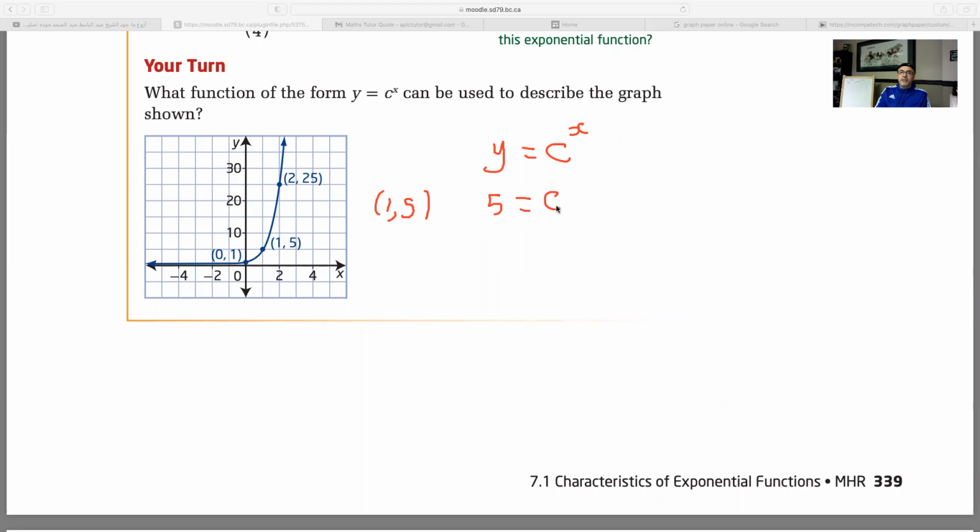equals C to the 1. Now, obviously that C here is 5 because 5 to the power of 1 equals 5, and therefore C equals 5. And even if you try the 2 and the 25, 25 equals C to the power of 2 because that's x and y. And then you realize that C has to be 5 because 5 squared is 25. So the same as here. So this is how you solve these kind of questions if they give you the graph.